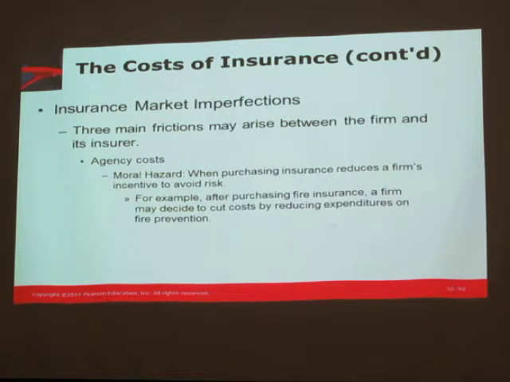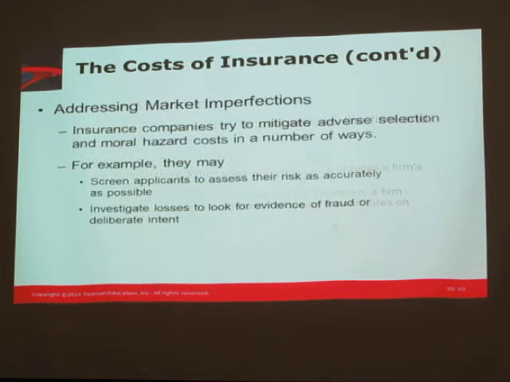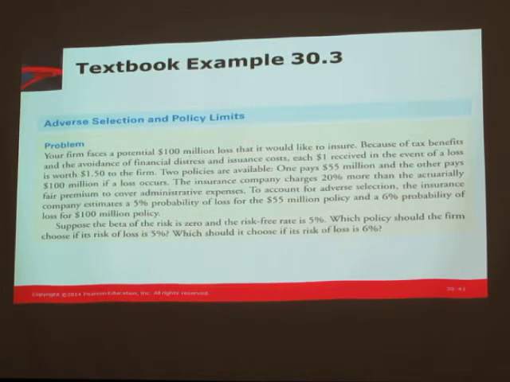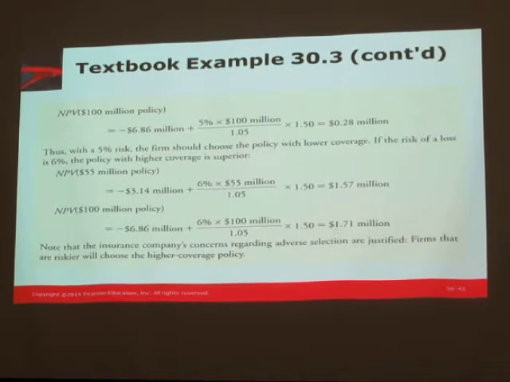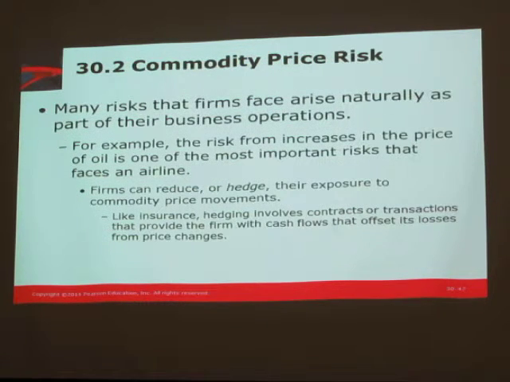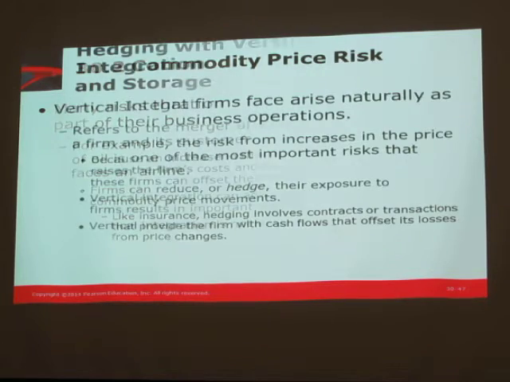Transferring risk, moral hazard, imperfections, deductible. Deductible is what we have to pay before the insurance kicks in, right? The bigger the deductible, the lower your premium is, right? Monthly limits, adverse selection. For insurance to be attractive, the benefit to the firm must exceed the additional charge by the insurer. We know that. Commodity price risk.